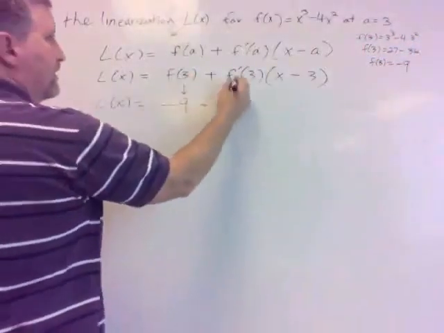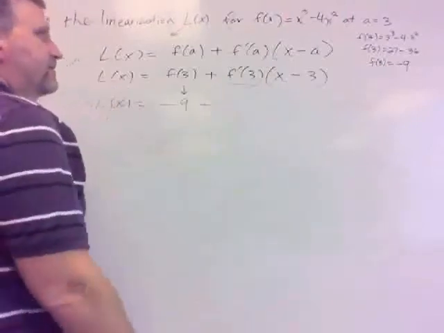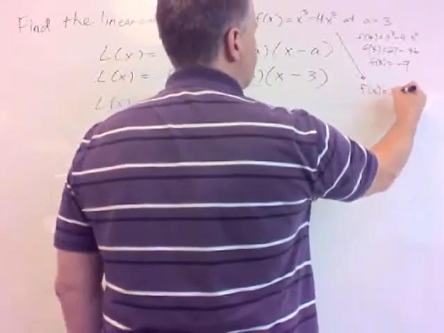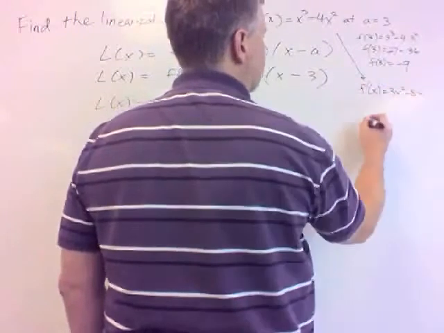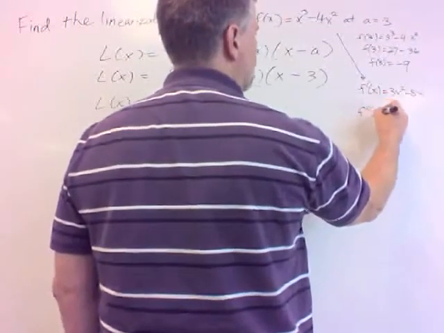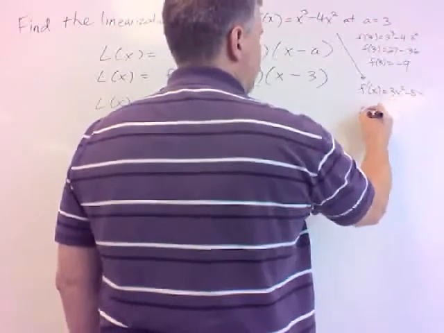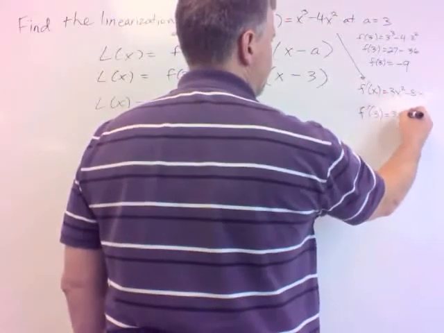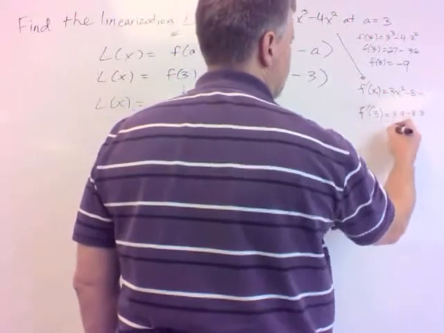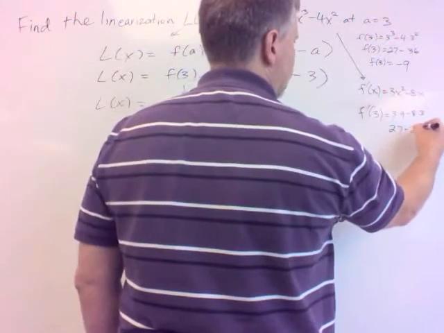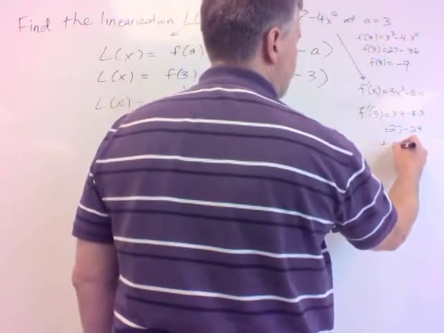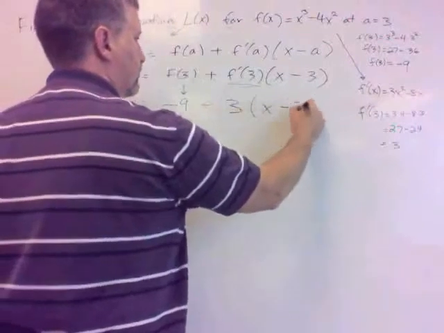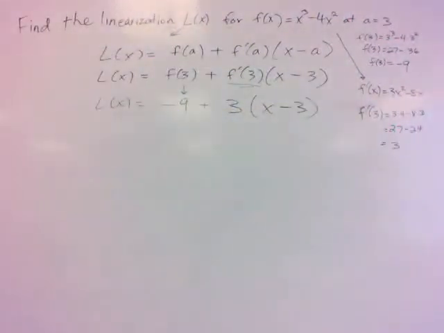F prime of 3, well, that's just the derivative. My derivative is 3x squared minus 8x. So f prime at 3, plug in the 3 there, be 3 times 3 squared would be 9, minus 8 times 3, that's 27 minus 24. Is that positive 3? With me on that?